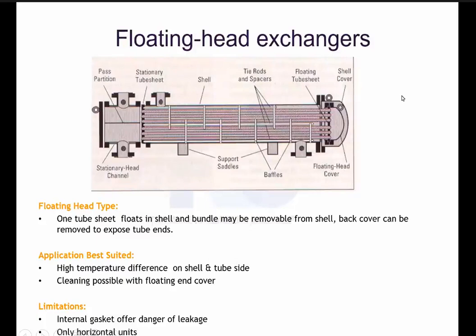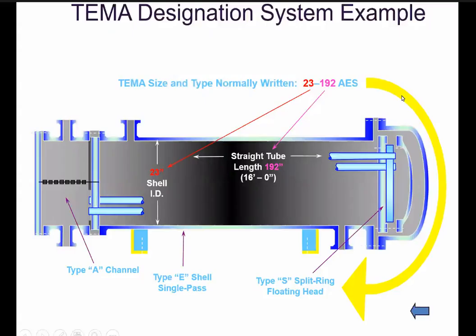Now, the main purpose of this slide is that when you go to industries, you will see exchangers with these numbers. There is a stamp on the exchanger. When you see something like this, the first number, 23, means the shell ID. The second number is the length of the tube. The last three letters, A, E, S, represent the type of exchanger.